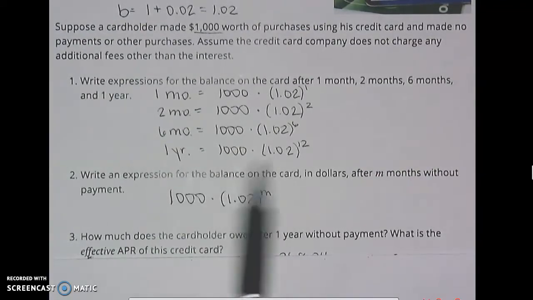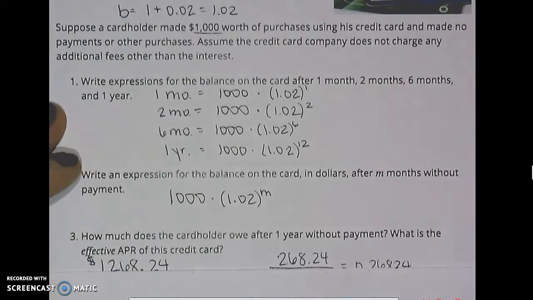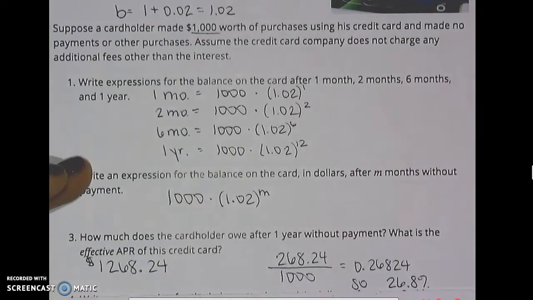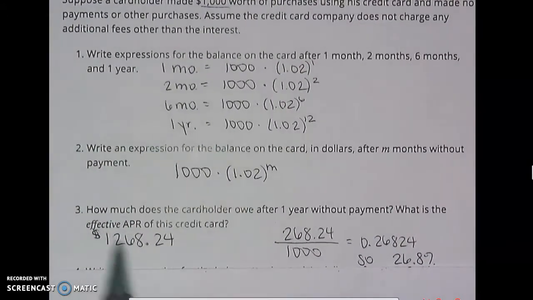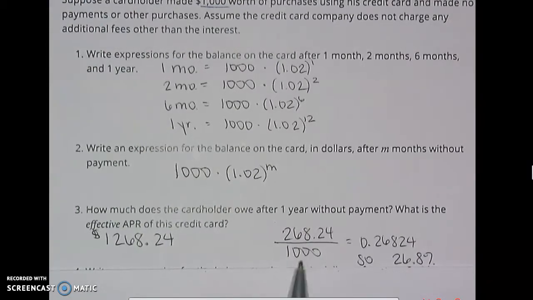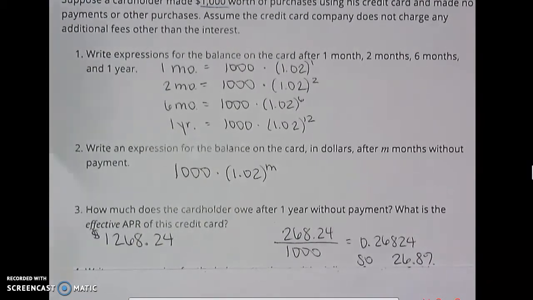So if you actually type this into a calculator, they're going to owe $1,268.24. So what is the effective APR on this credit card? If you take that interest, divide it by the original investment, and then make that calculation, again, we're going to turn this into a percent by moving the decimal 2 spaces, we get 26.8%.